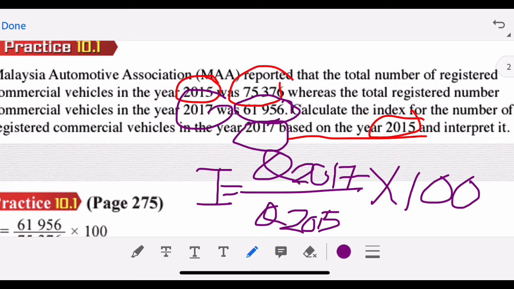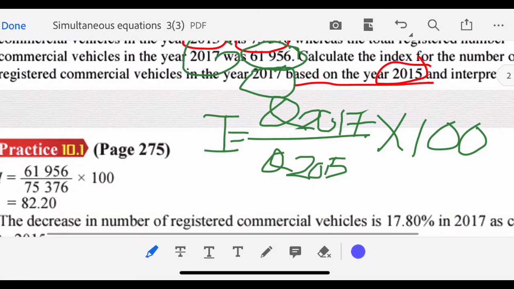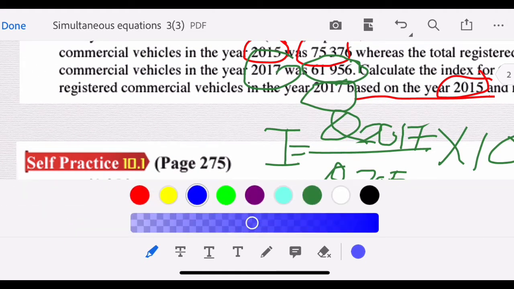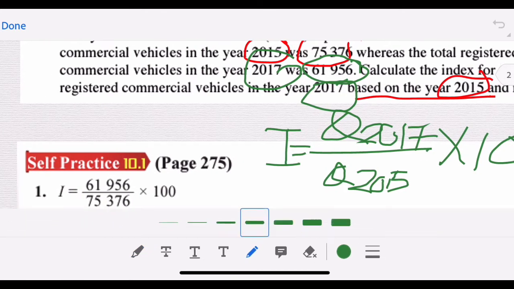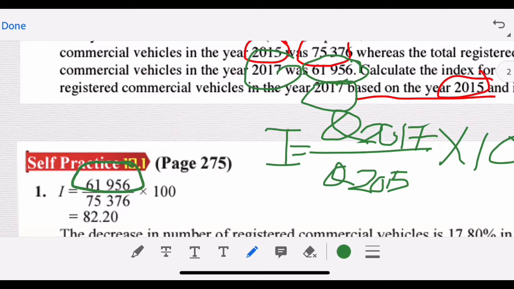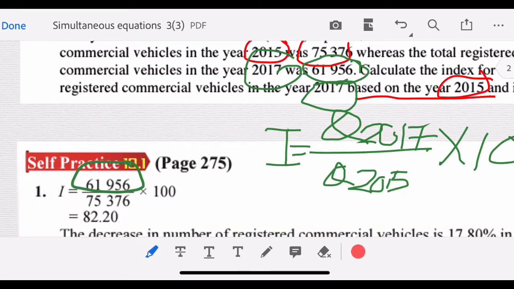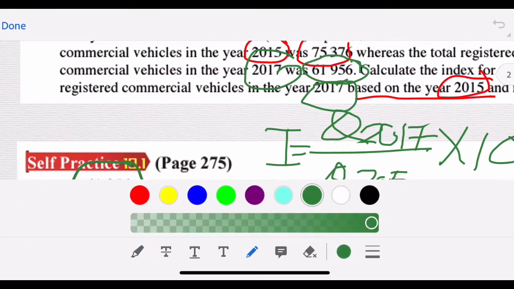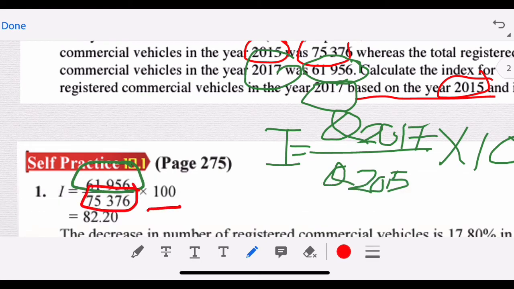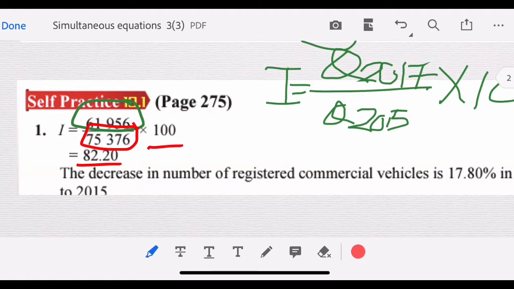So now we are going to substitute everything into the formula. We will just take 61,956, which is the quantity at the specific year, right, over the quantity for the base year, which is 75,376, the one I highlighted in red color. Then I just times 100 and I will get that number. Normally you can give it in 2 decimal places or 4 significant figures, so that it will be more accurate, unless the question asks you to round off to the nearest integer.